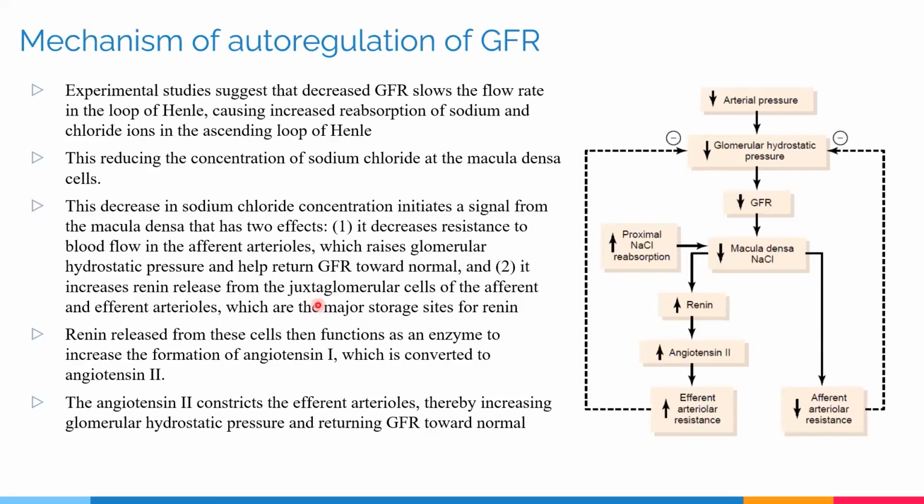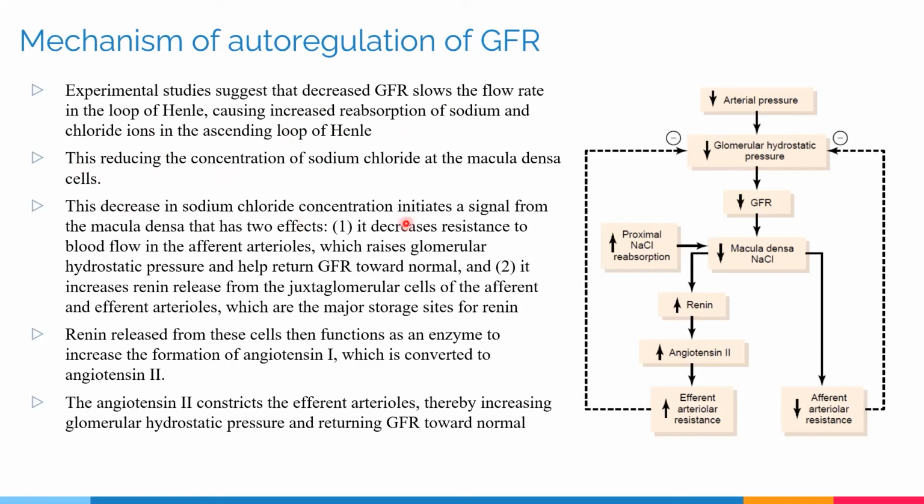Next, we look into the mechanism of autoregulation of GFR. Experimental studies have suggested that decreased GFR slows the flow rate in the loop of Henle, because obviously, if fluid is not being filtered into the glomerulus, the flow rate through the loop of Henle, which is connected to the proximal tubule, will also decrease, causing increased reabsorption of sodium and chloride ions in the ascending loop of Henle. This reduces the concentration of sodium chloride at the macula densa cells.